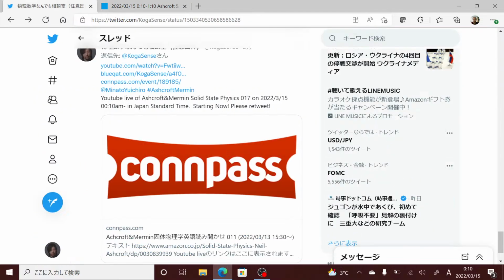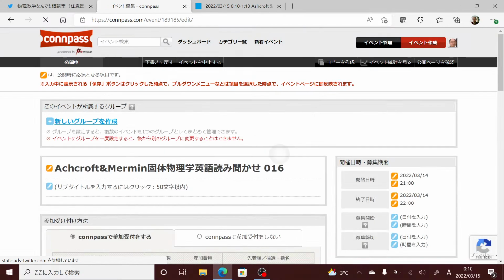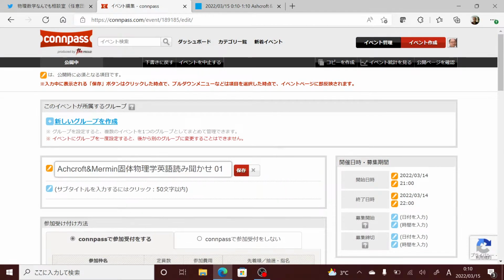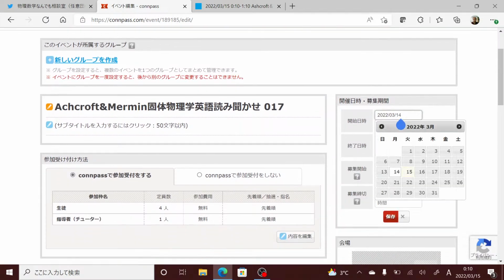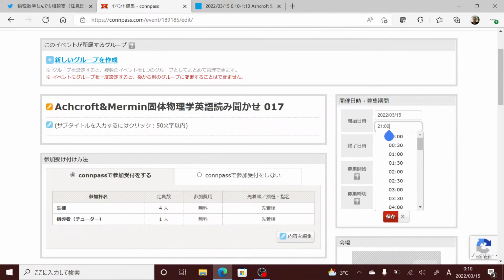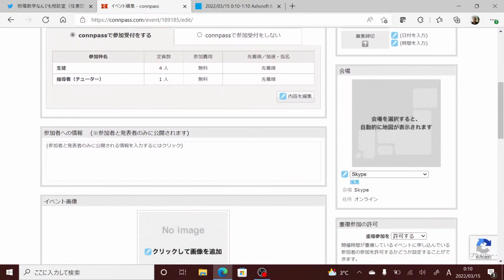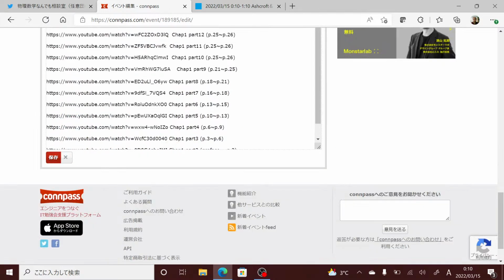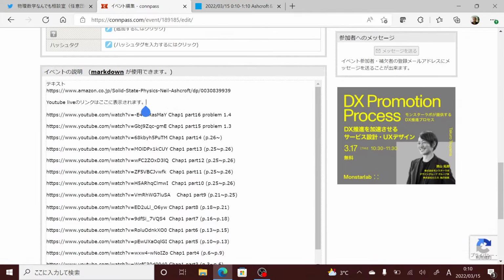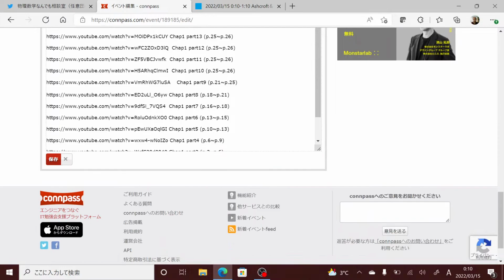This should be okay. Then I can go to compass. This number should be 17. The time is 0 a.m. Okay, then I can put it here. This is fine.